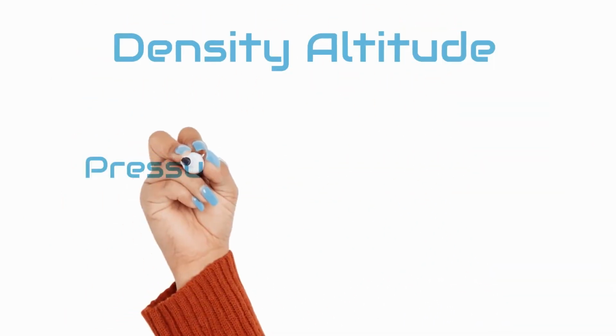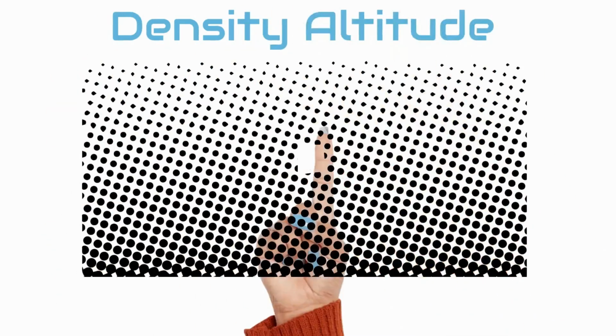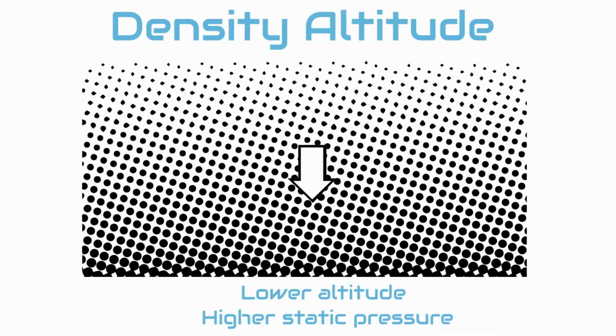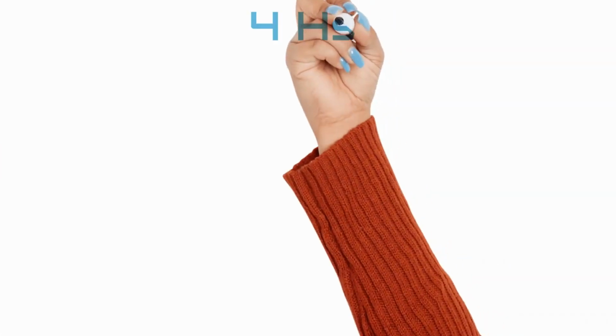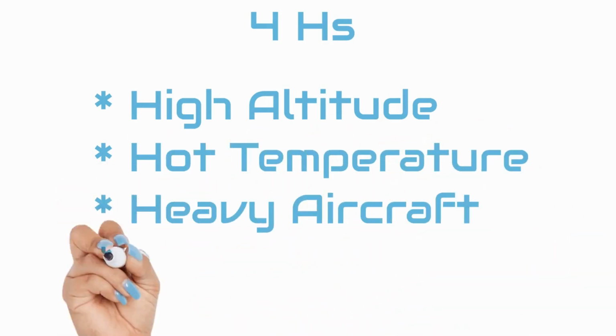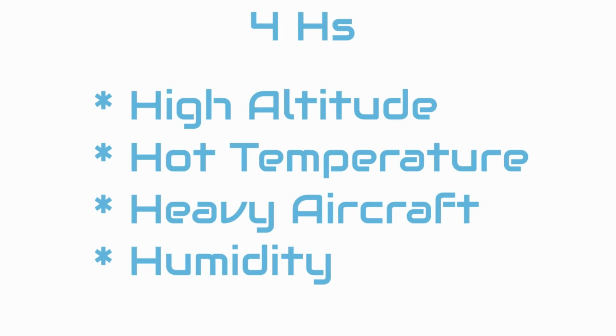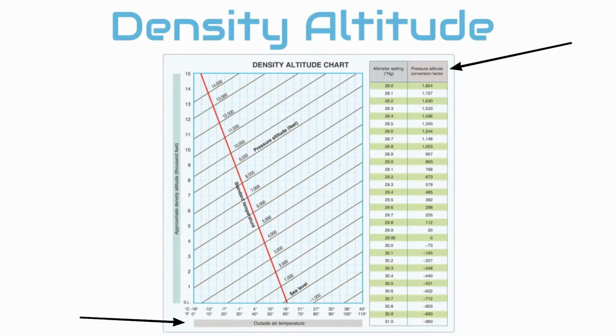Density altitude is pressure altitude adjusted for non-standard temperature. As we discussed in previous lessons, air molecules are closer together at lower altitudes, resulting in higher static air pressure. As temperature rises, molecules disperse, lowering air pressure from the surface to the top of the atmosphere. Reduced air pressure hinders both aircraft performance and combustion. The memory aid some people use to remember the factors that increase density altitude is the four H's: high altitude, hot temperature, heavy aircraft, and humidity. These factors can collectively impact aircraft performance. However, density altitude calculations involve pressure altitude and temperature, which ultimately determines aircraft performance.